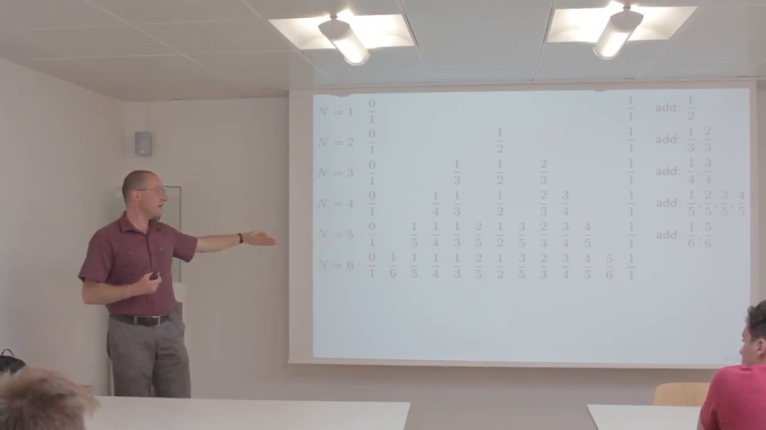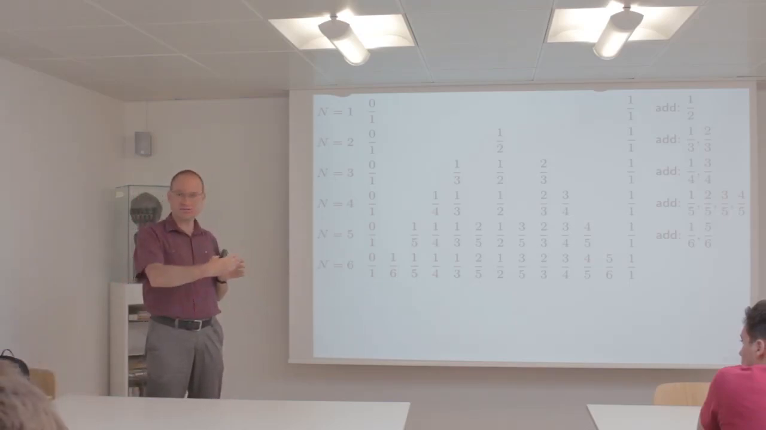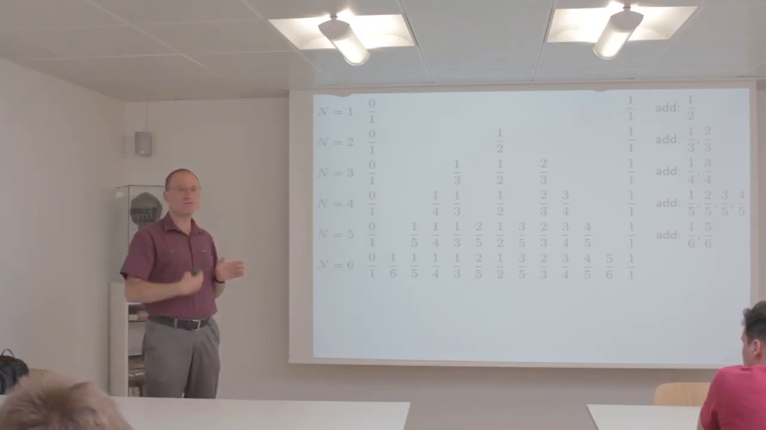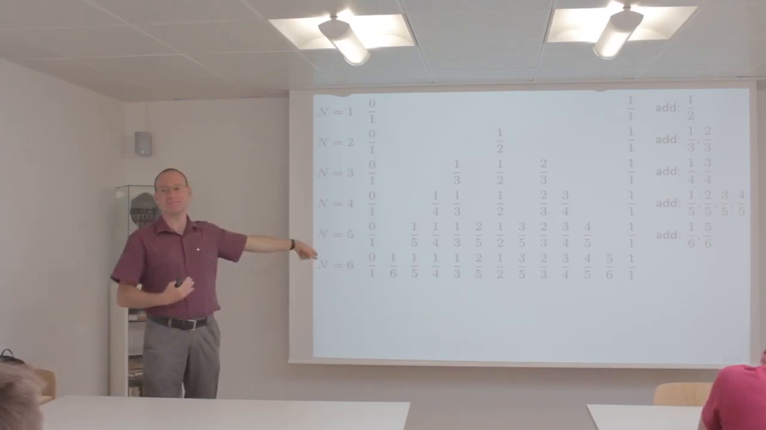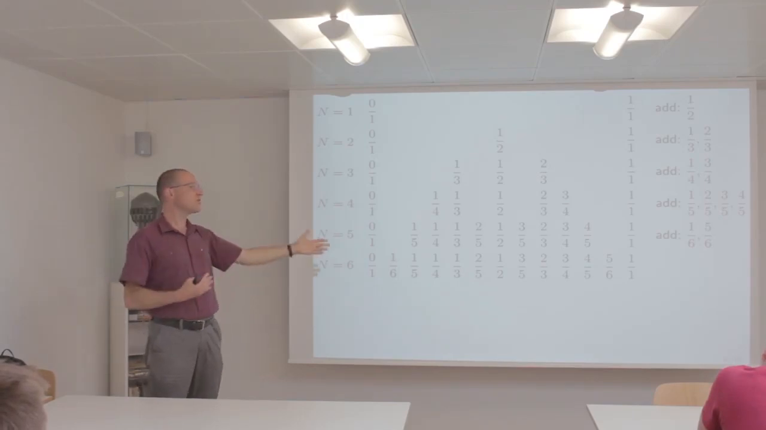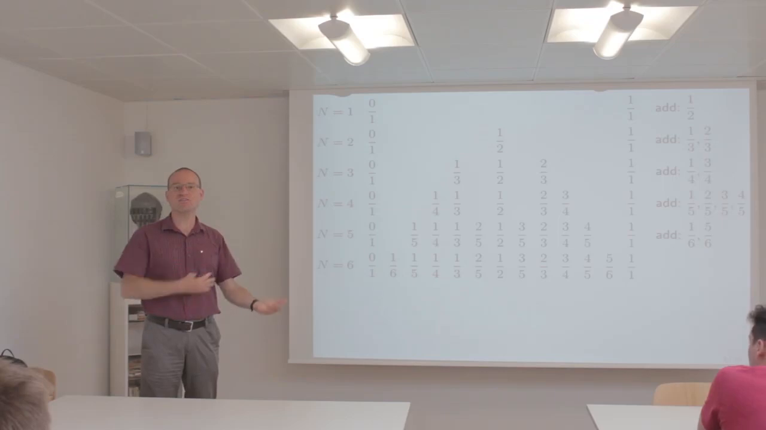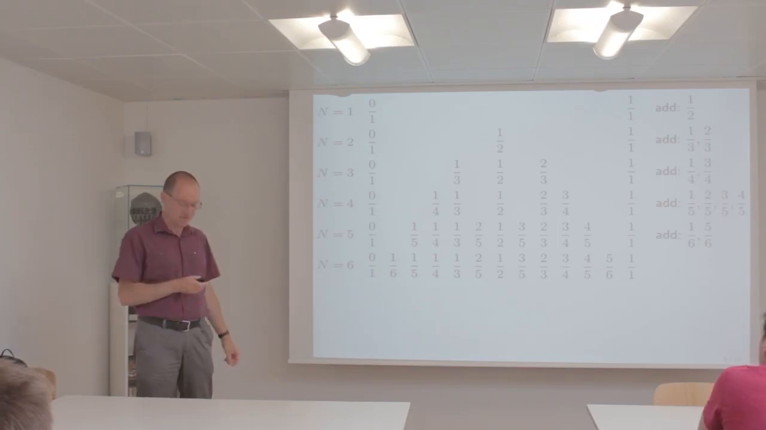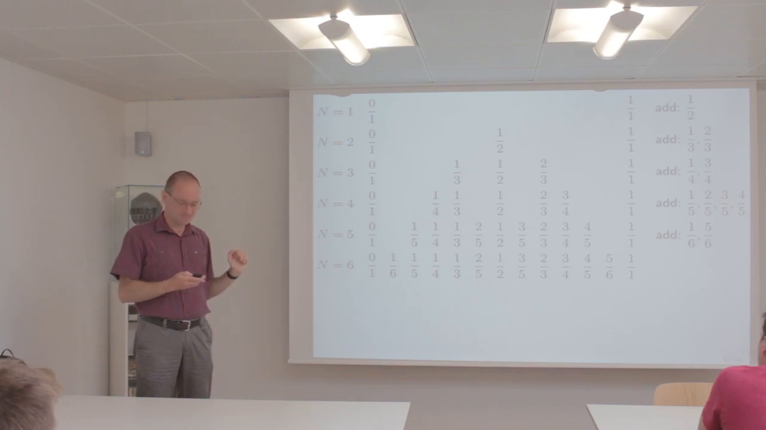For any capital N, you can produce such a sequence. You list in increasing order all the fractions between 0 and 1 with denominator up to capital N, and all of them written in lowest terms. Such sequences are called Farey sequences. Farey was playing with those, investigating some properties. Now we're going to prove a theorem about such sequences.